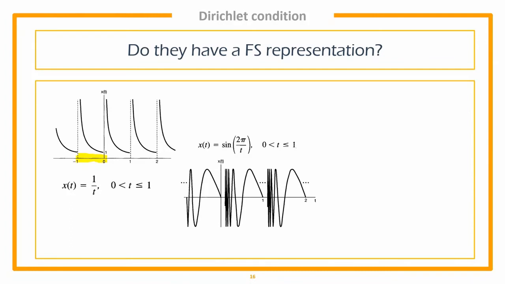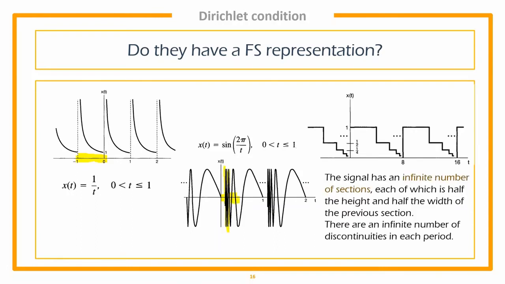This example also does not have a Fourier series representation because it violates the second Dirichlet condition. It has an infinite number of maxima and minima in a finite interval. This example also violates the third Dirichlet condition because it has an infinite number of discontinuities in each period.